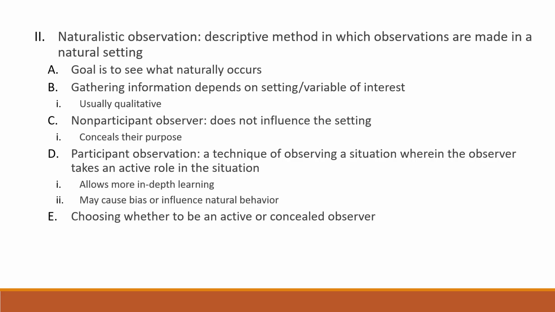Think about a teacher engaging in a new activity with their students. If they are participating in that activity, interacting with those students may lead to more in-depth information than just sitting back and observing them. However, the teacher may also lose objectivity when interacting with their students, which introduces bias into the study and may also affect natural behavior. Think about how children might behave if their teacher is engaging in the activity with them, as opposed to sitting back and just observing. So there are benefits and drawbacks to being an active or concealed observer.